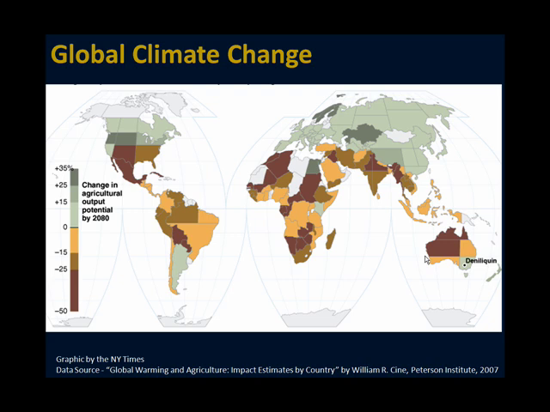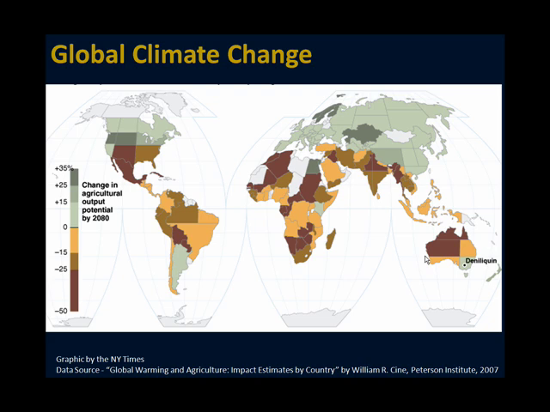Now, this assumes the areas where there's actually increases, for example, the northern portion of the United States and into Canada, and parts of Europe and China, and the former Soviet Union, is assuming that increases in CO2 will lead to an increase in production.